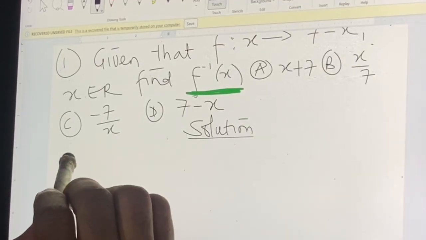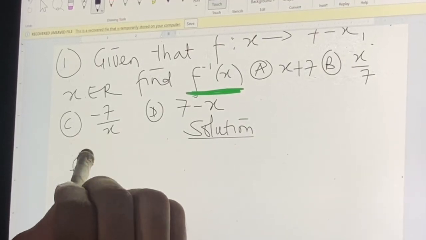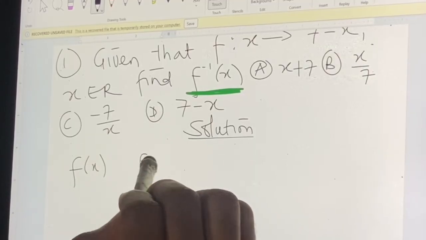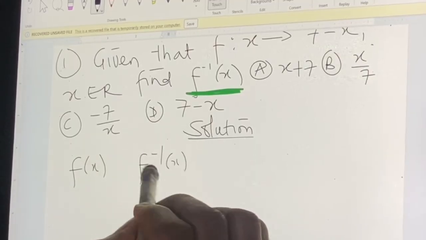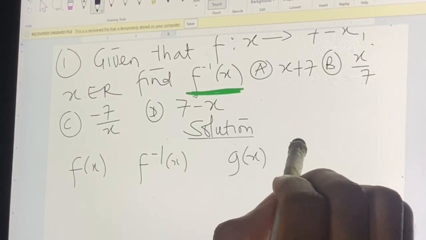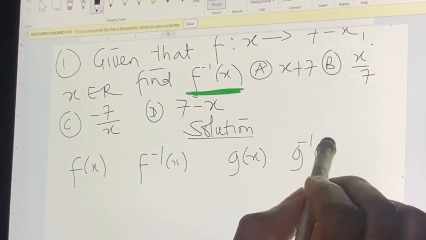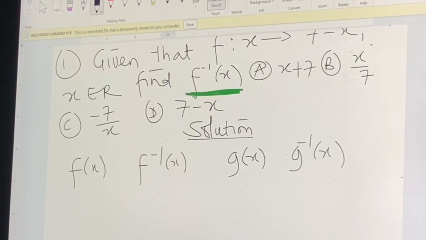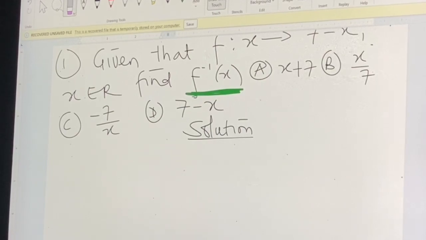If I'm given the function to be f of s, from the question, I'll be asked to find f inverse of s. If I'm given the function to be g of s, I'll be asked to find g inverse of s. So the inverse of a function depends on the function given to you. But before we solve this question, let's know what the inverse of a function is. Let's take a note here, class.